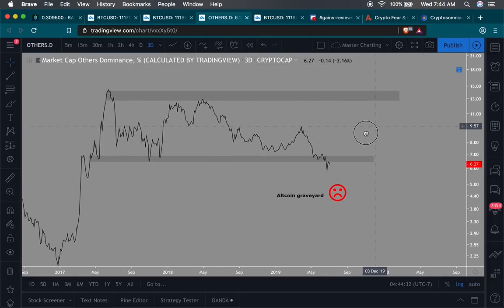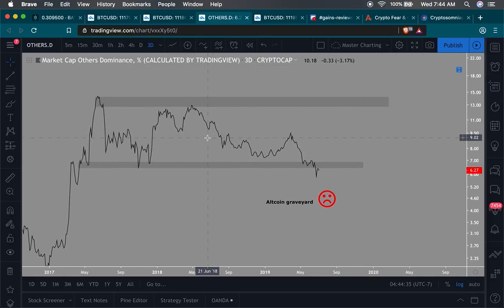And this is sort of where I've looked at a lot of different alts over the past few weeks, and really don't see that much strength in alts yet. I'm not saying that, you know, like all of them are just going to die.